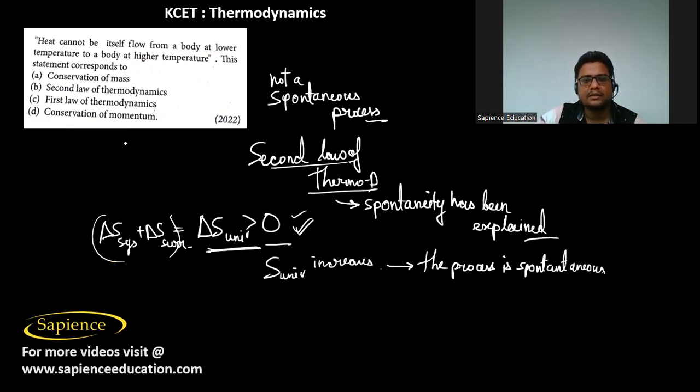So hence, heat energy cannot flow from a body at lower temperature to a body at higher temperature. This statement corresponds to the second law of thermodynamics. So option B is the correct answer.